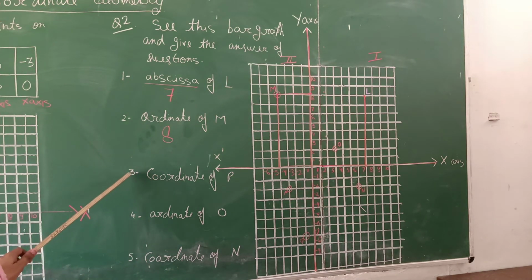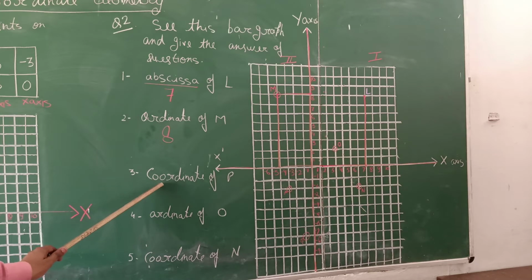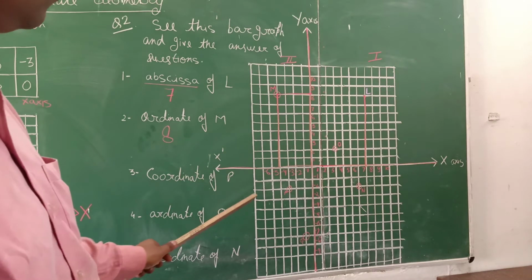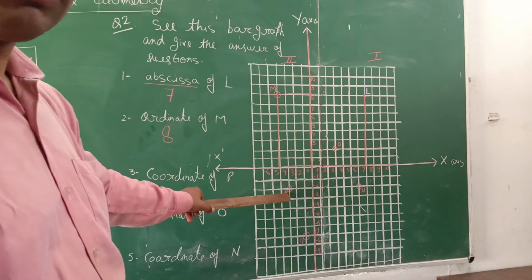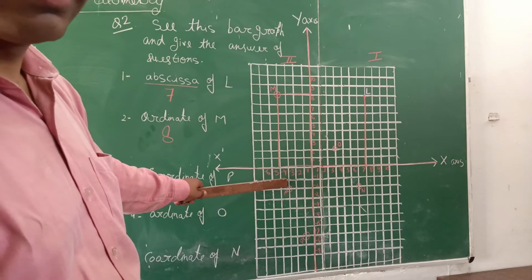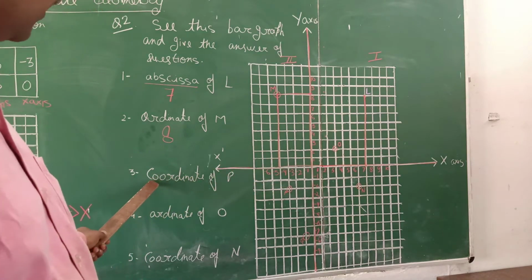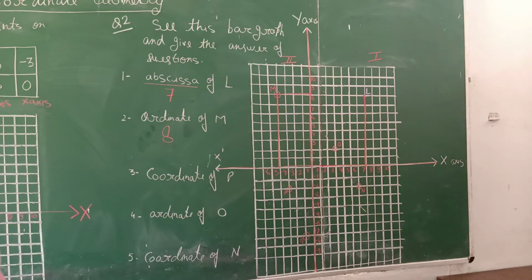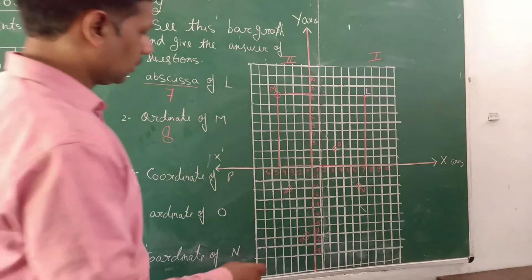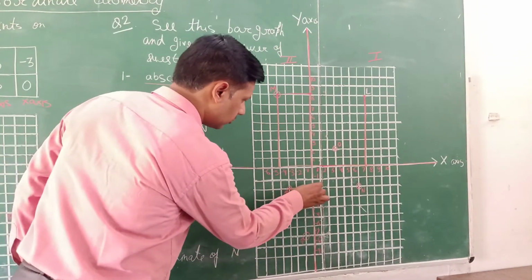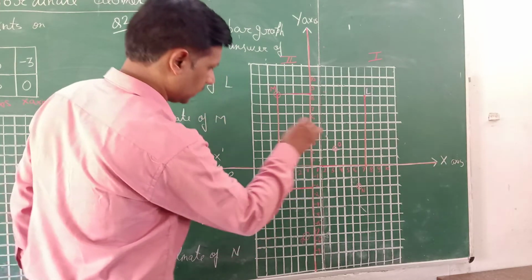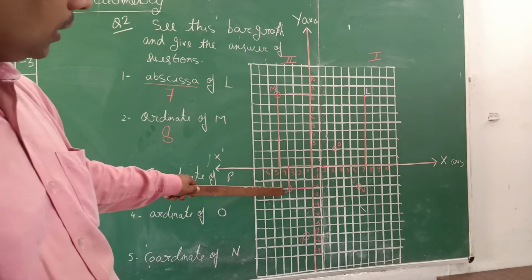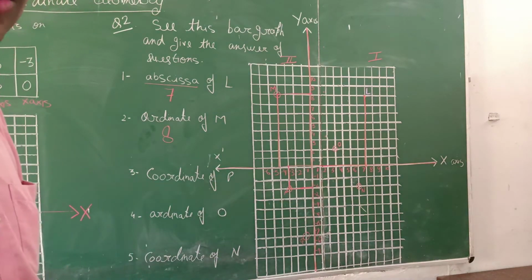Now next, number 3, that is coordinate of point P. Now see, where is point P? This is point P. So we have to write the coordinate, the value of x as well as the value of y. So make the perpendicular lines, one is this and one is this. Now this is the location of point P. I constructed the two perpendicular lines from both the axes.